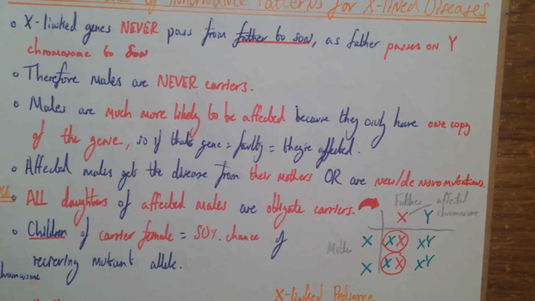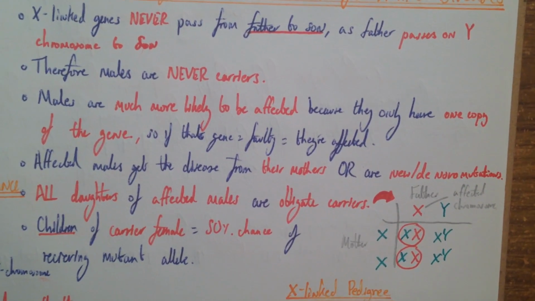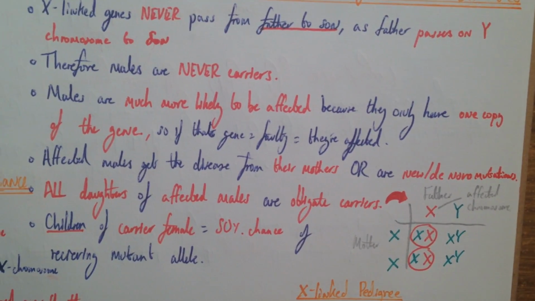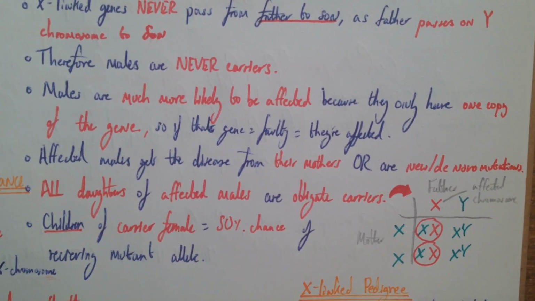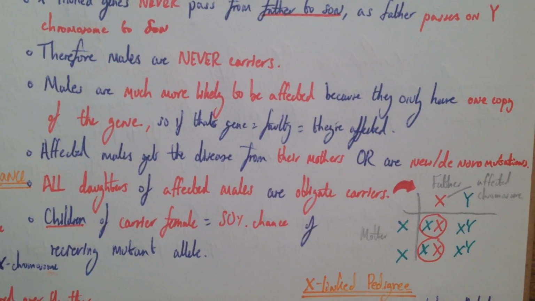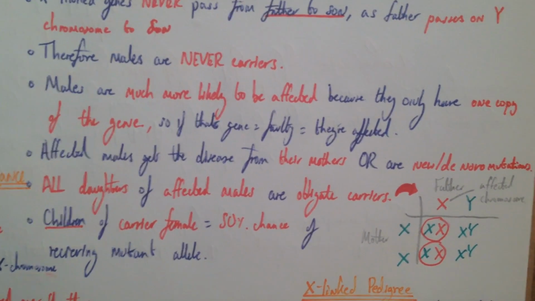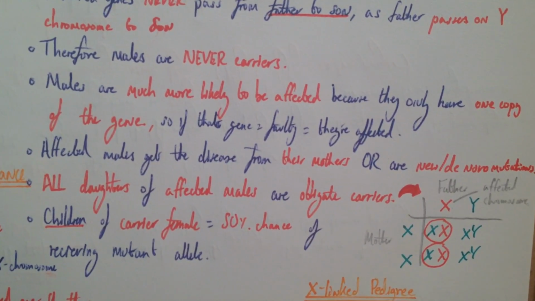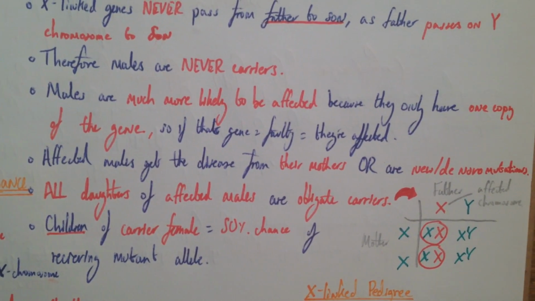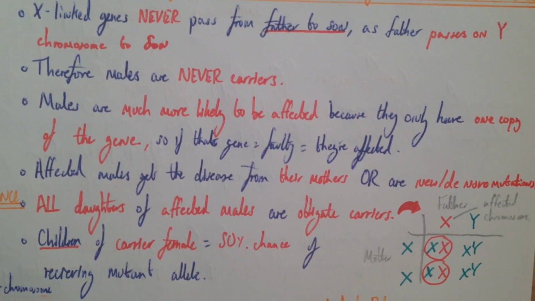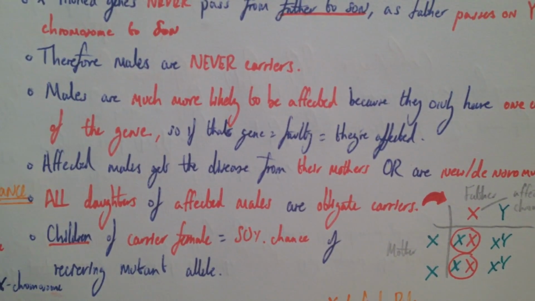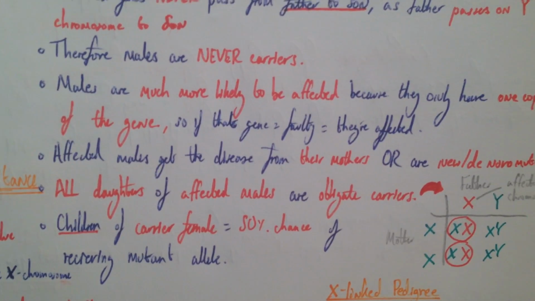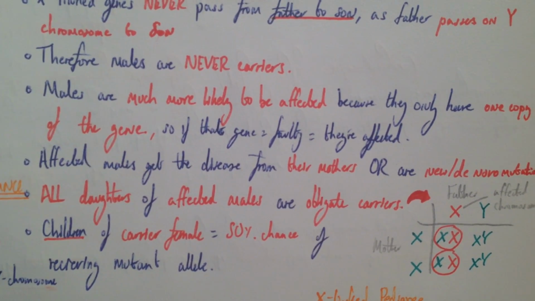So here's our mother, she is normal. Here's the father, he is affected. All the daughters are obligate carriers. They have to carry the disease because they will take the X chromosome from their father. God knows if that means that they will be affected by the disease, they probably won't be. Here we're saying that they are definitely carriers of the disease if the father is affected by the disease.